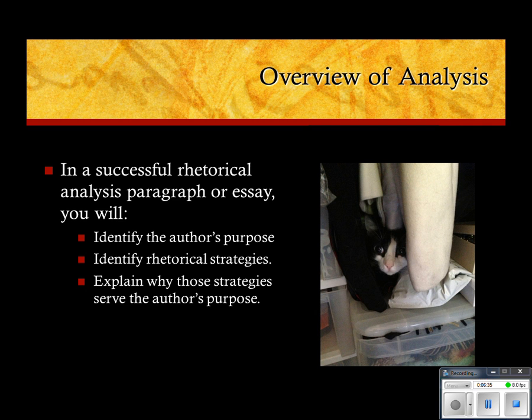So the bare bones of a successful rhetorical analysis essay or paragraph will include these three things. You're going to identify the author's purpose, you're going to identify rhetorical strategies, which are those small devices, and then you're going to, in your analysis, connect those two. So the first two bullet points here should go in your controlling idea, or in your thesis or your topic sentence. Controlling idea is generally the term I use.